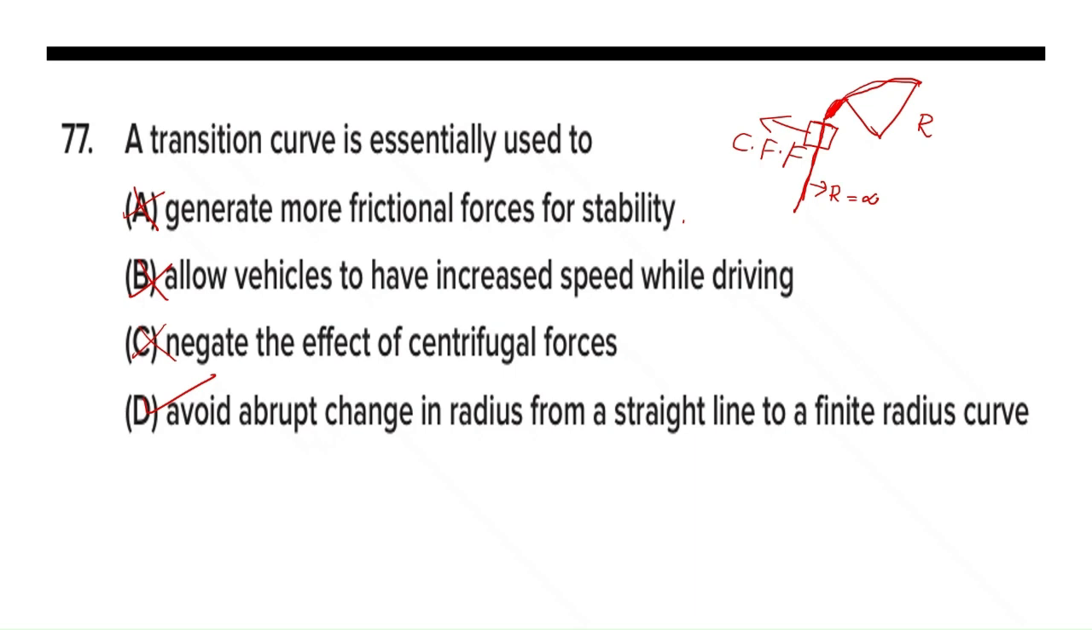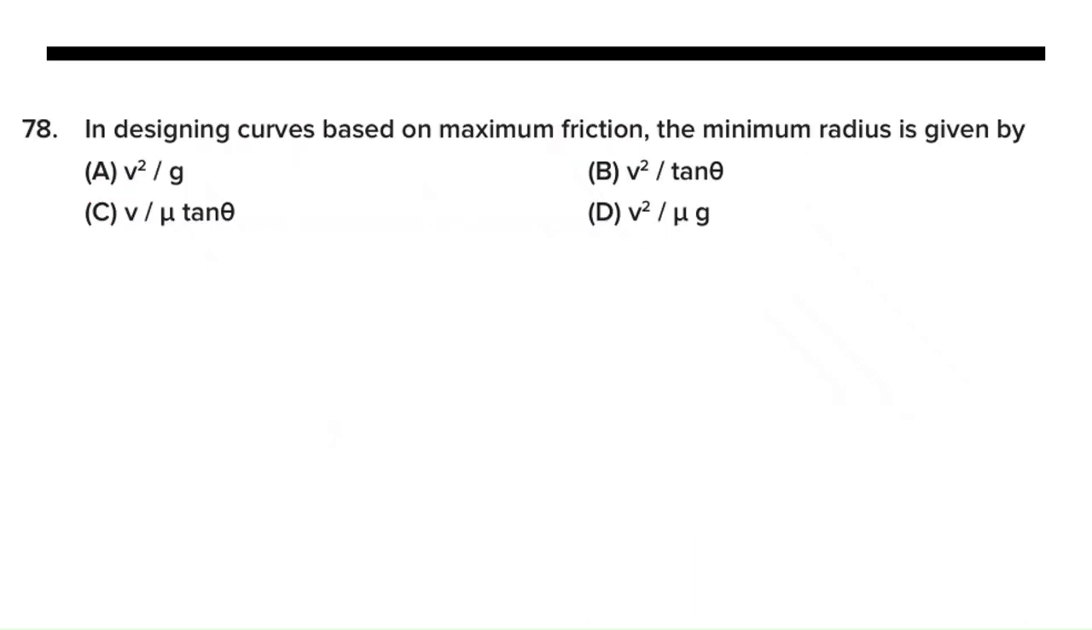Clear? In designing curves based on maximum friction, the minimum radius is given by. Four equations are given: v square by g, v square by mu tan theta, v square by tan theta, v square by mu g. This question is related to circular motion of vehicle in curved path.